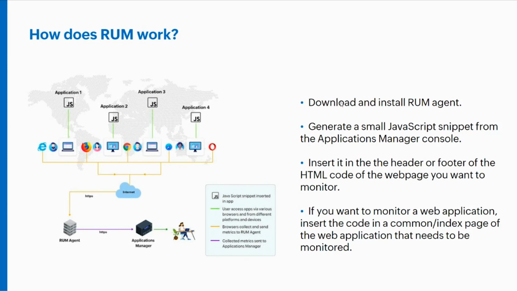So first you will need to download and install the RUM agent, and then the generated JavaScript snippet from the Applications Manager console is placed in the header or footer part of the HTML code. And if you want to monitor a web application, you'll need to insert this specific code in a common index page of the web application that needs to be monitored.